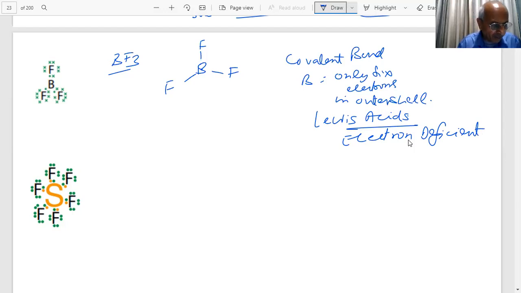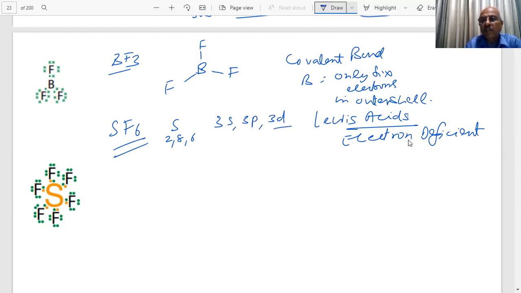And then there are other examples. If I consider SF6, sulfur, what is the sulfur group? Sulfur is which group, student? Sulfur is 2, 8, 6. Sulfur is in which period? Third period. So now you have 3s, 3p, and 3d also is available, student, in this case. It is vacant but can be used, student.